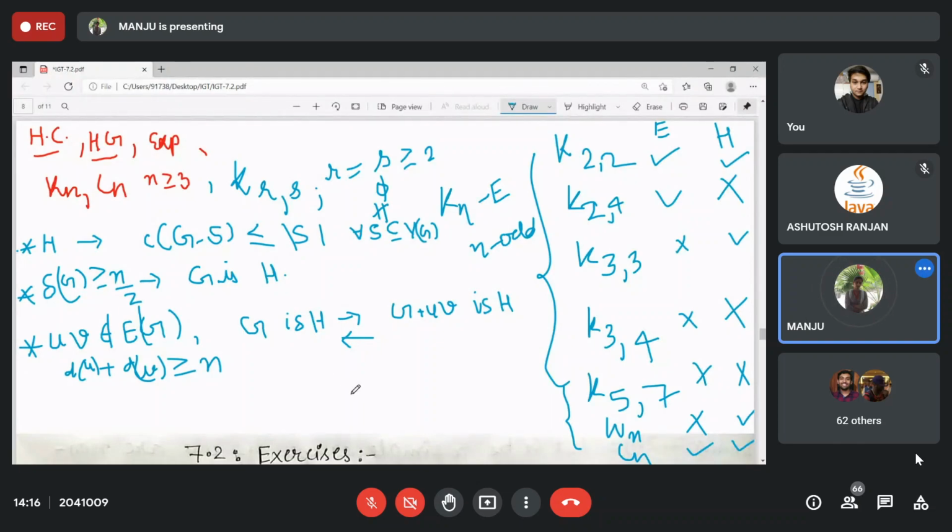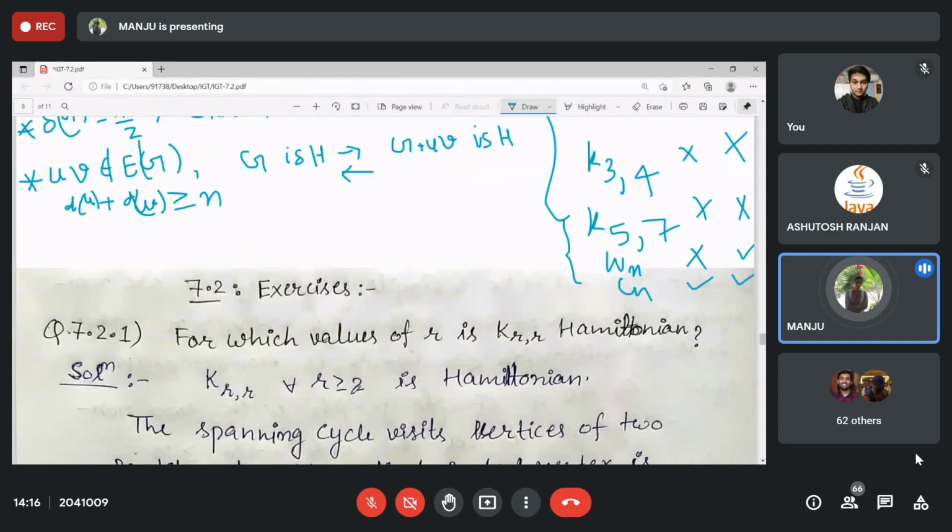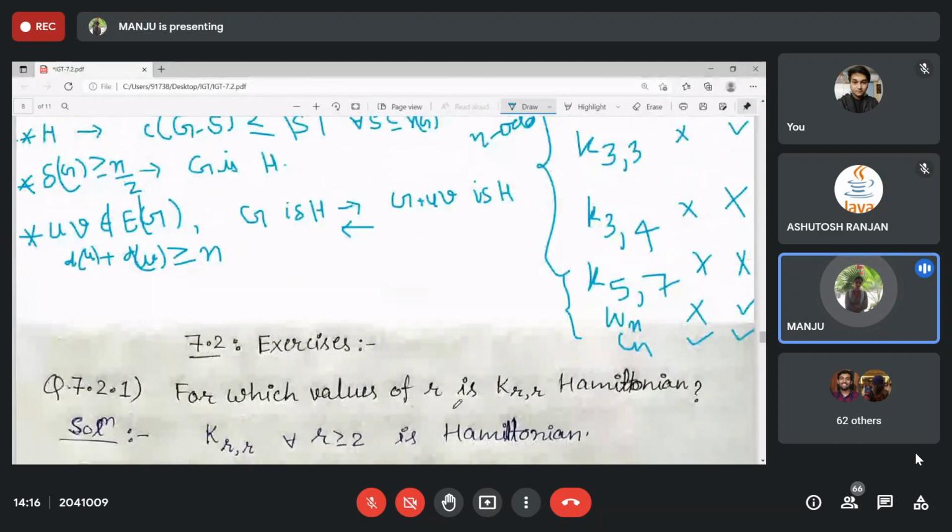No doubt? Okay. For which value of R is KRS Hamiltonian?